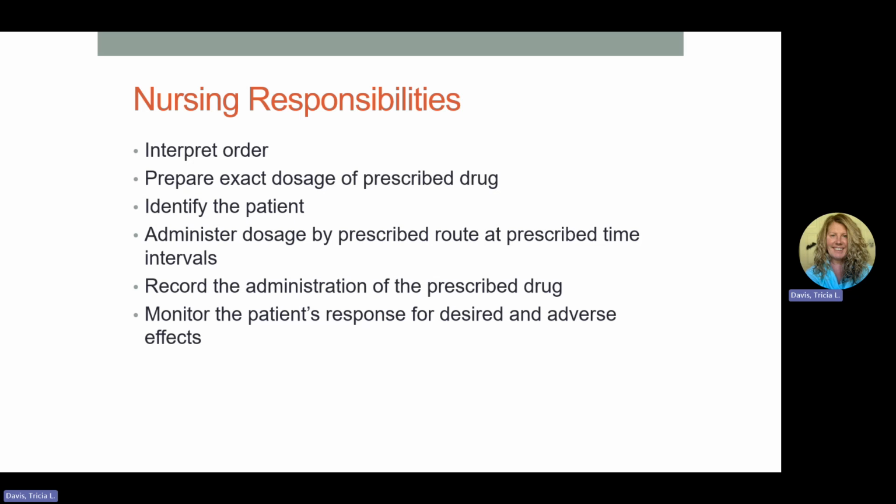After we prepare our medication, we have to make sure that we have the right patient. So we have to use 2 identifiers to identify our patient. Typically, we use our name and our date of birth. After we identify our patient, we are then expected to administer the dosage that is prescribed by the doctor via the prescribed route and at the prescribed time intervals.